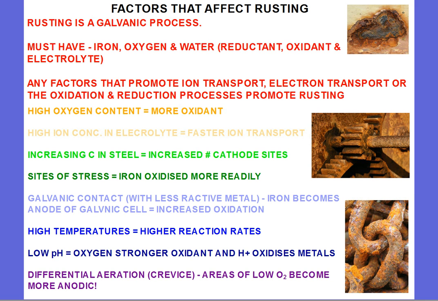Low pH, which means acidic conditions. Oxygen is a stronger oxidant in acidic conditions, and hydrogen ions oxidize metals, so therefore low pH accelerates rusting or accelerates corrosion, because at very low pHs you don't get rust forming because it can't form in those low pHs, but you do get oxidation of iron. And finally, differential aeration or crevice corrosion. Areas of low oxygen become more anodic and therefore accelerate the rate of rusting in those places.